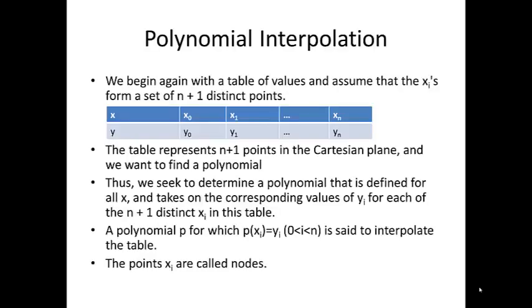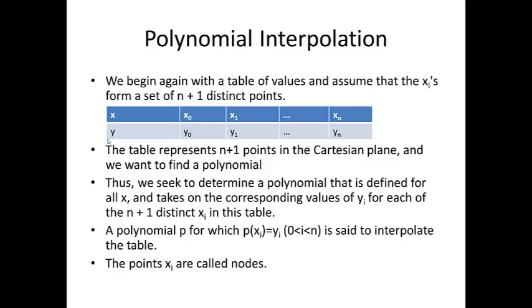We begin with a table of values and assume that the x sub i's form a set of n plus 1 distinct points. So here's our table. The x sub i's and the y sub i's are given in this table. The table represents n plus 1 points in the Cartesian plane in the form of coordinates x0, y0, x1, y1, all the way out to xn, yn.